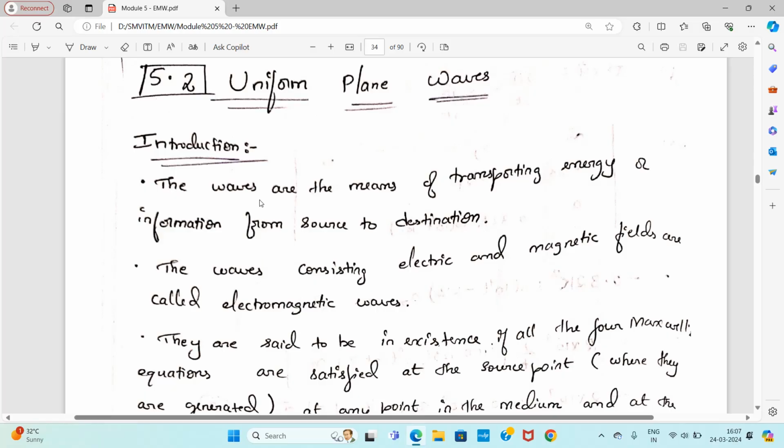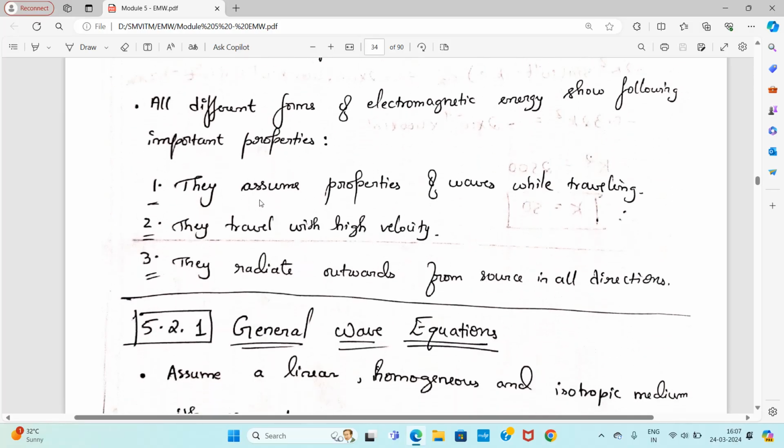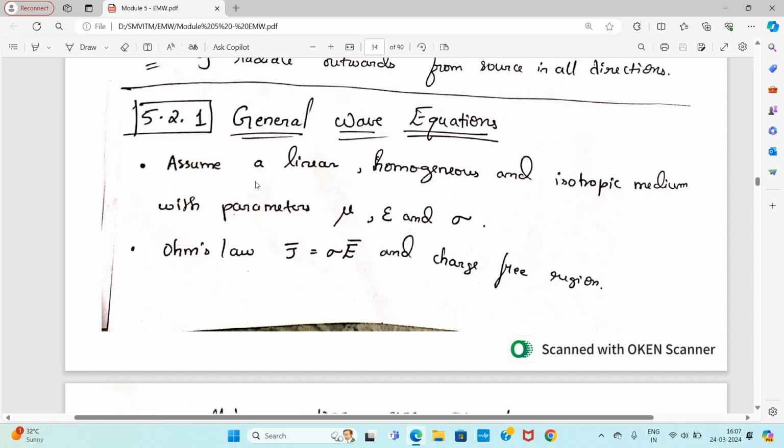Here, the first part of this is going to be the general wave equations. As I told you, a wave is a means through which some energy or information is carried, and it needs to be transferred from source to destination. How do we mathematically represent this? What is the equation that can be used to represent an electromagnetic wave? That is what we're going to see in the first part. Here I'm going to do some derivation to find the mathematical representation of an electromagnetic wave. This is going to be the general wave equation.